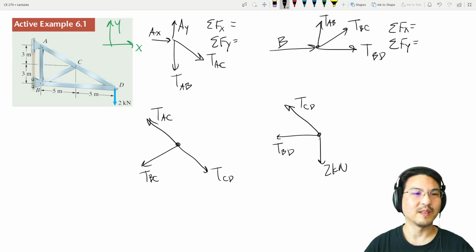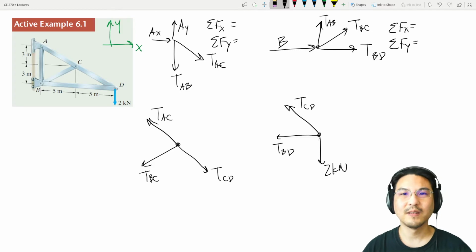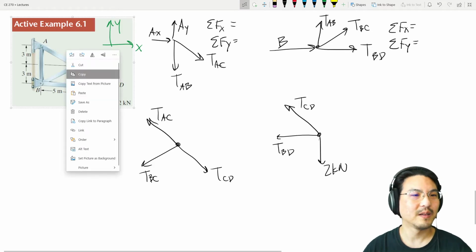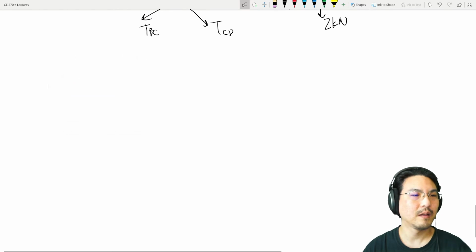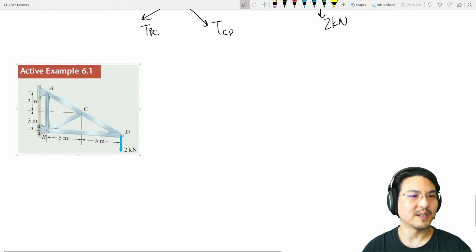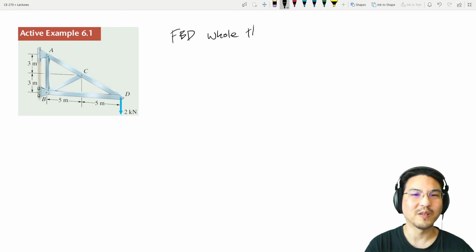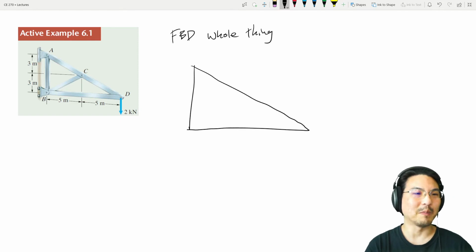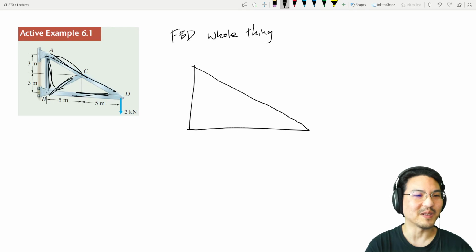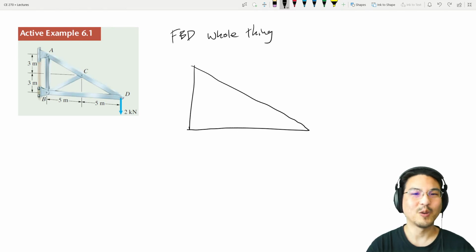Now, here's an alternative starting point. You can look at the structure as a whole, the whole thing. So let me copy this. So instead of drawing the free body diagram of each joint, I'm going to draw the free body diagram of the whole structure. So I don't care about the individual members, like this one, this one, this one, this one, and this one. I don't care. It's just one structure.